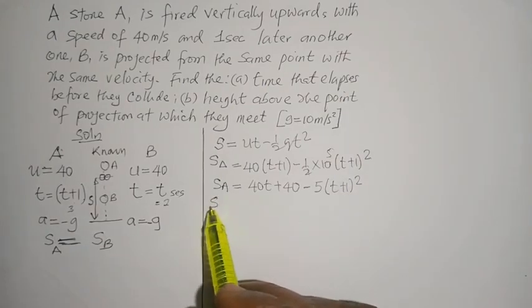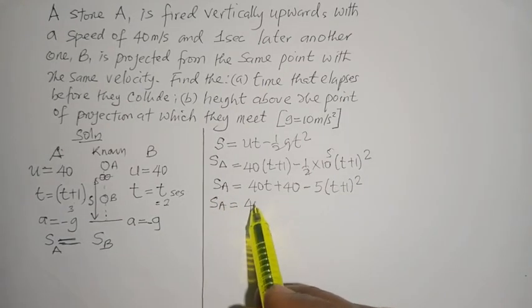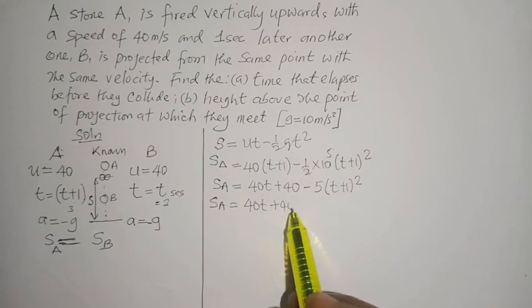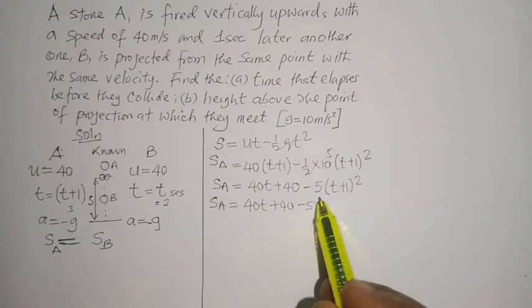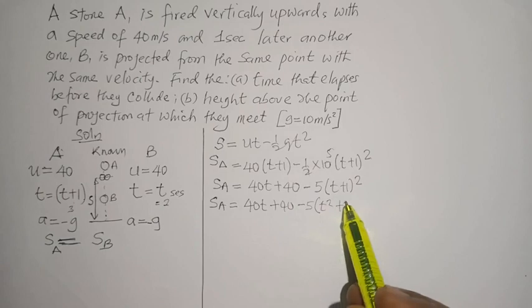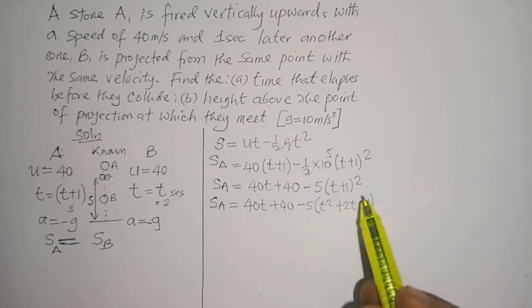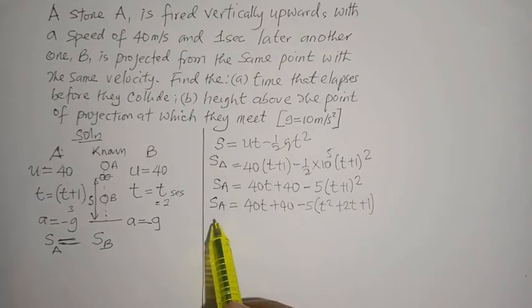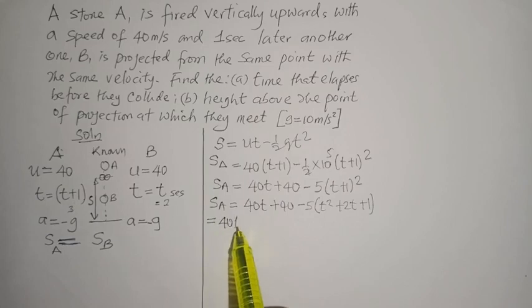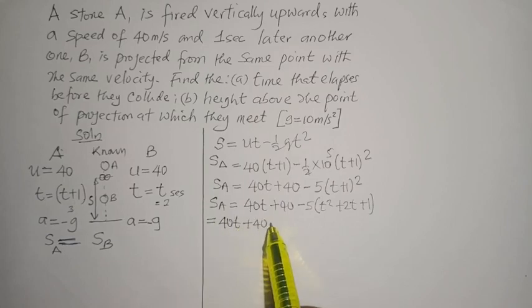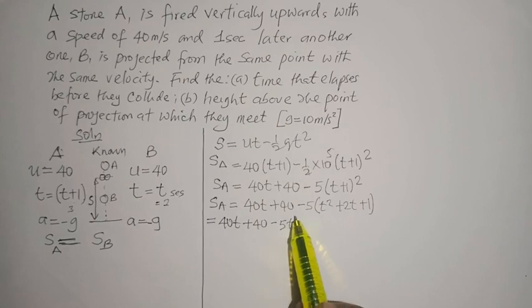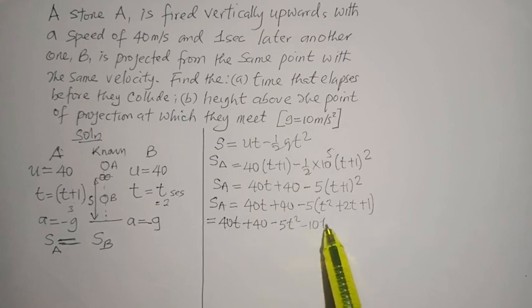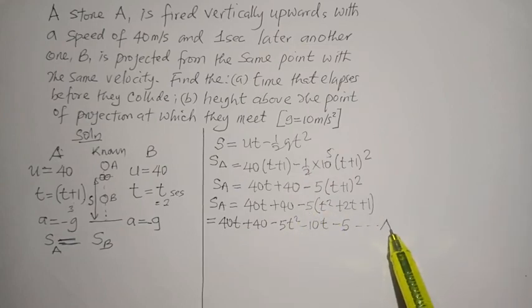Now SA equals 40 times t plus 1, minus 5 into t plus 1 all squared, since half of 10 gives 5. Now we expand t plus 1 all squared, which gives t squared plus 2t plus 1. So that gives you SA equals 40t plus 40 minus 5t squared minus 10t minus 5. That is expanding the bracket using minus 5. This is for stone A.